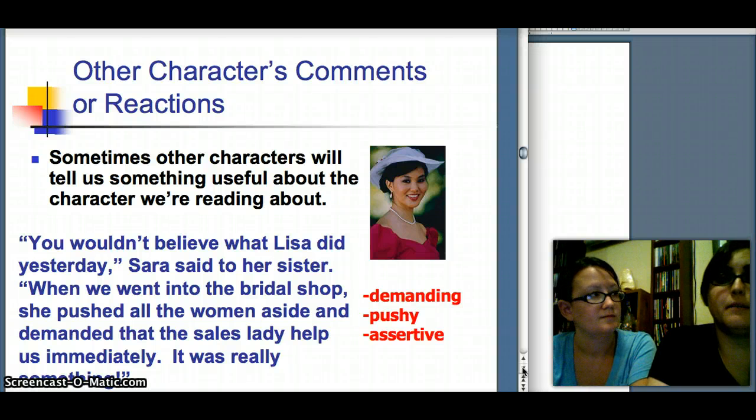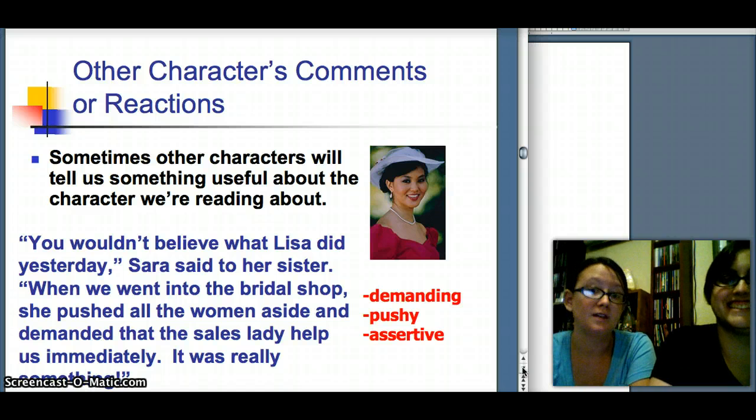Now we have other characters' comments or reactions. All right, so sometimes the way other people and other characters perceive a particular character shows a lot about them. Sometimes what we mean to say is perceived differently than what we intended. "You wouldn't believe what Lisa did yesterday," Sarah said to her sister. "When we went into the bridal shop, she pushed all the women aside and demanded that the sales lady help us immediately. It was really something."